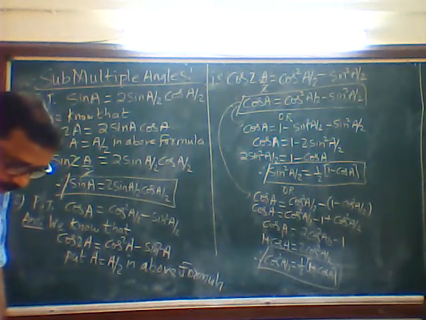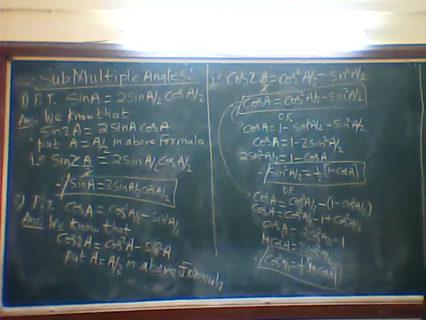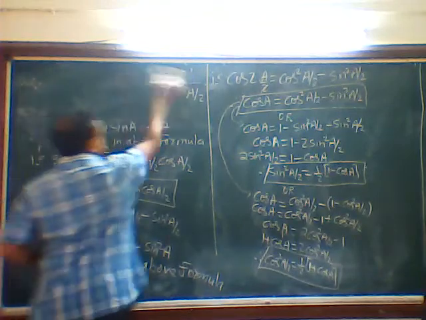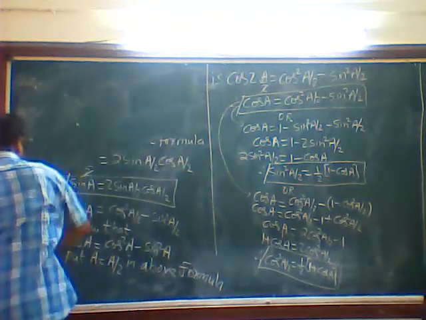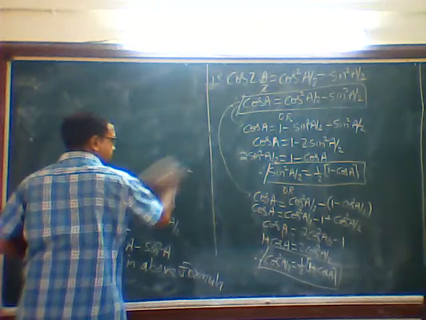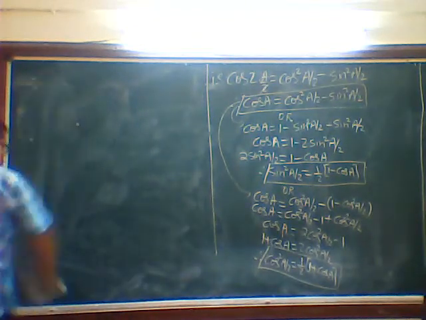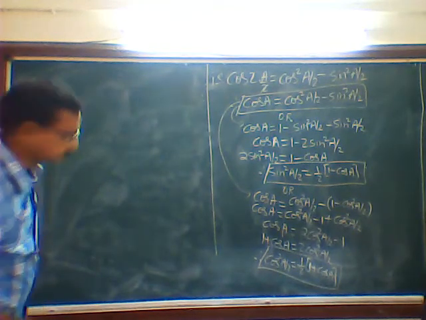Okay, now we will write only tan A. Do that third one. You can go through it. Now only tan, the third one.